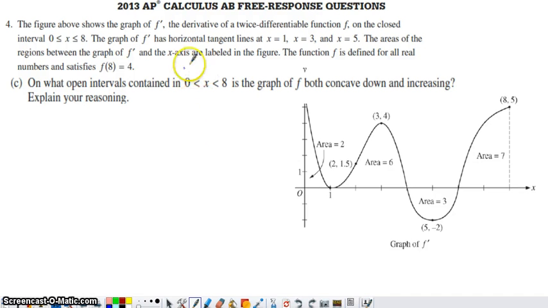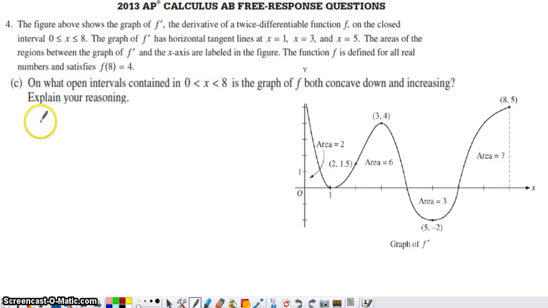So this will be part C of problem number 4 from the 2013 AB exam. It's also on the BC exam, and in part C here it says to determine on what open intervals, on the open interval 0 to 8, is the graph of f both concave down and increasing, and then explain your reasoning.